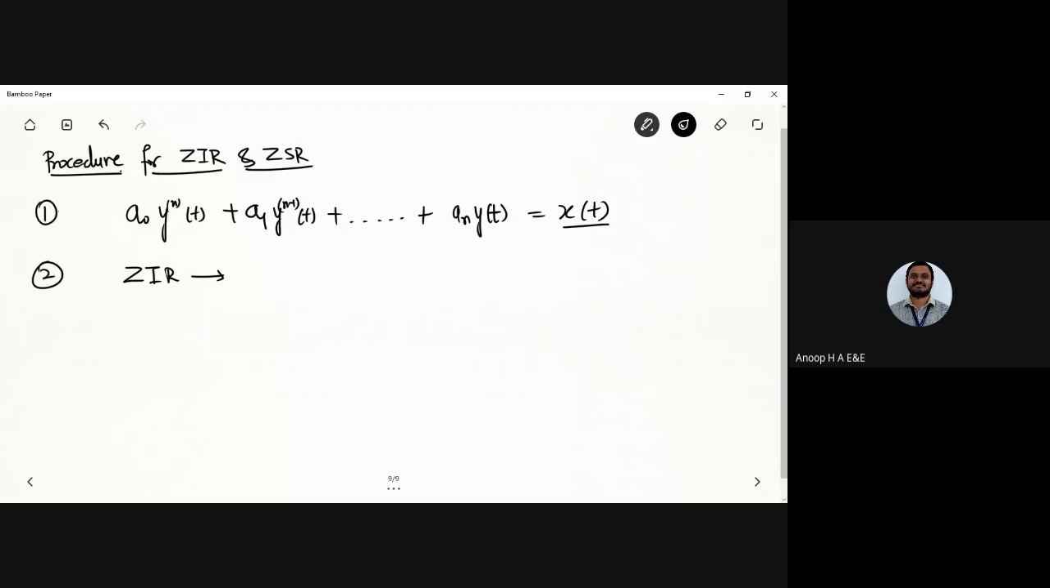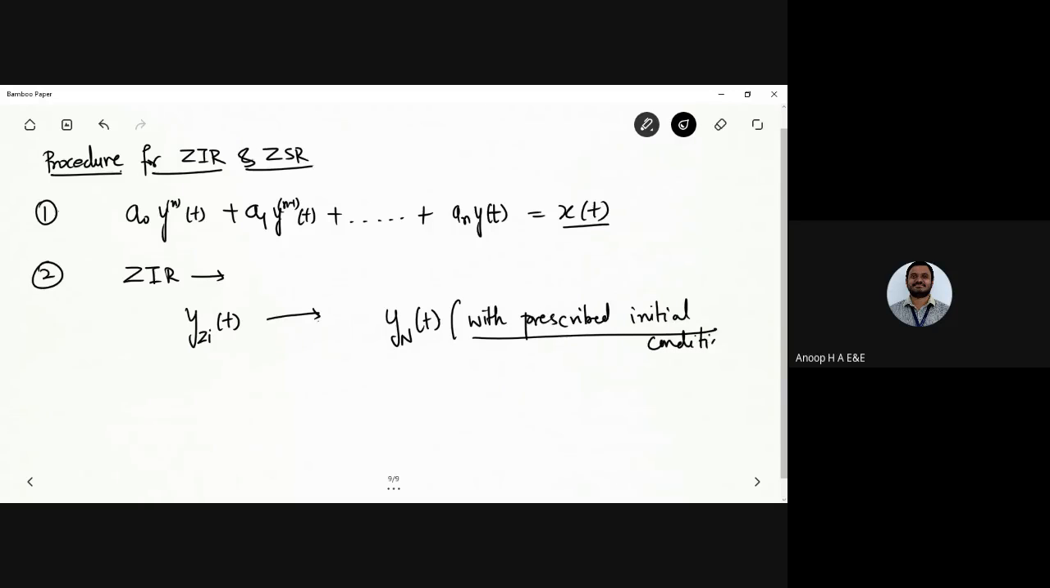How are you going to calculate the zero input response? Zi of t, that is the zero input response of a system, is found from yn of t with prescribed initial conditions. I repeat, this is the important point here: with prescribed initial conditions.